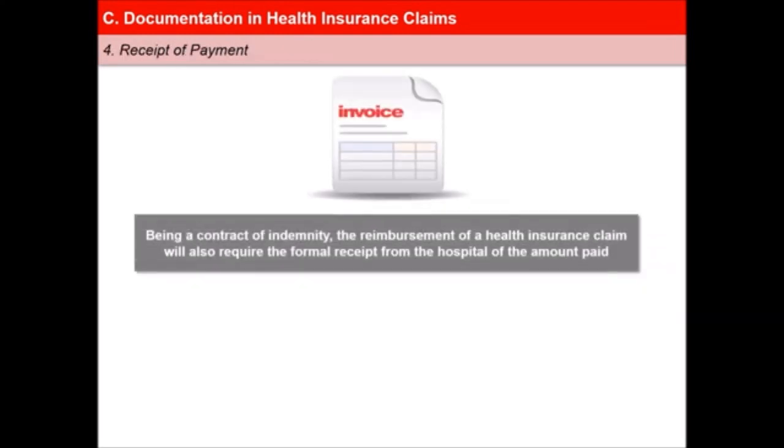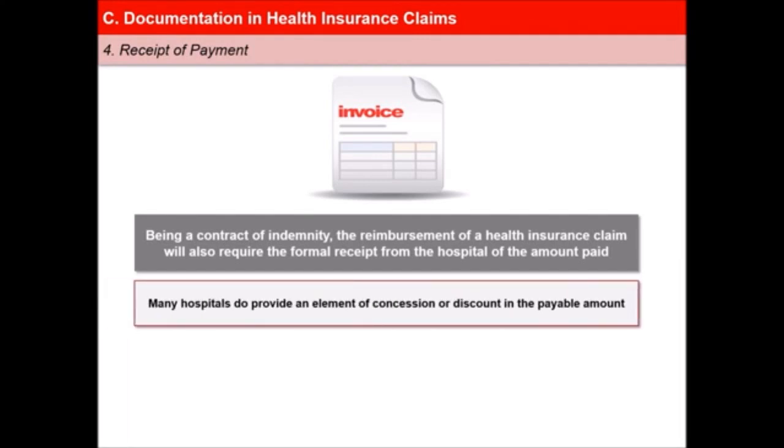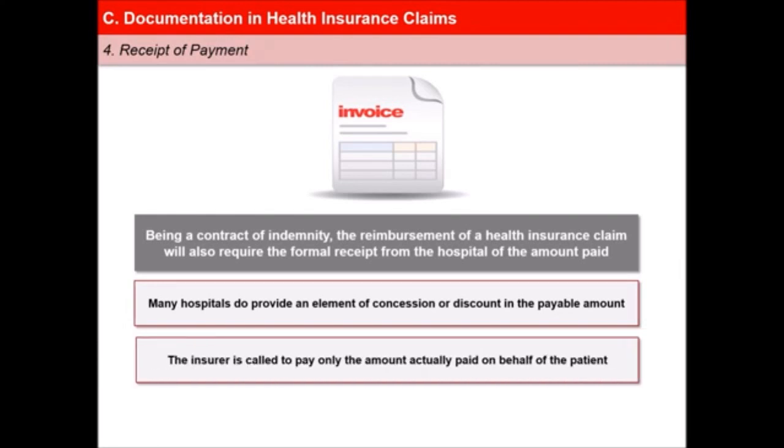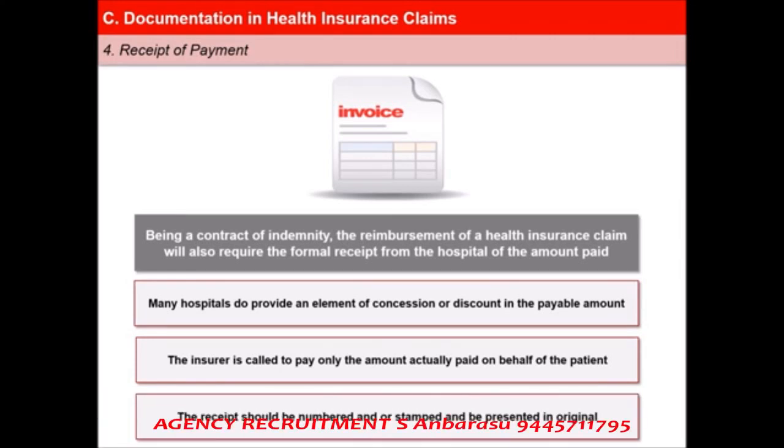Being a contract of indemnity, the reimbursement of a health insurance claim will also require the formal receipt from the hospital of the amount paid. While the amount paid must correspond to the total of the bill, many hospitals do provide an element of concession or discount in the payable amount. In such a case, the insurer is called to pay only the amount actually paid on behalf of the patient. The receipt should be numbered and/or stamped and be presented in original.